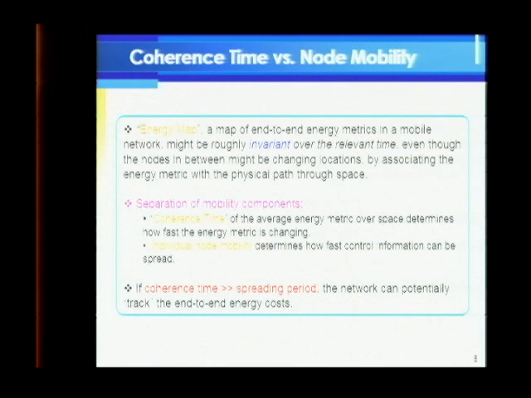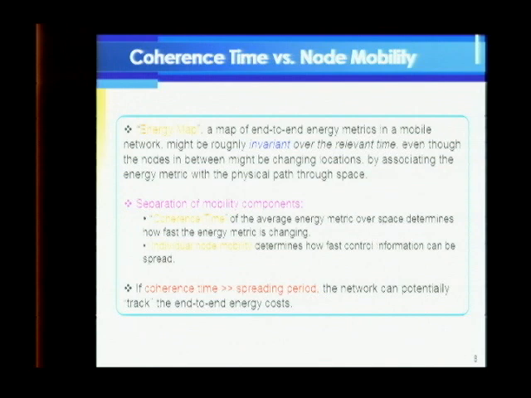Now, it will take some time to actually spread this kind of energy map information to the network, which we call the spreading period. But if that spreading period is much smaller than the coherence time, in other words, the time interval over which the energy changes from a source location to the destination, then we can have a network whose QoS metrics are tractable. This is an analogy with point-to-point wireless links, where if the symbol duration is much less than the coherence time of the wireless channel, then we can track the channel state. In analogy, we're saying that for networks, if the coherence time of the end-to-end QoS metrics is much larger than the spreading period, the time required to spread that information, then we have a network whose QoS is tractable.